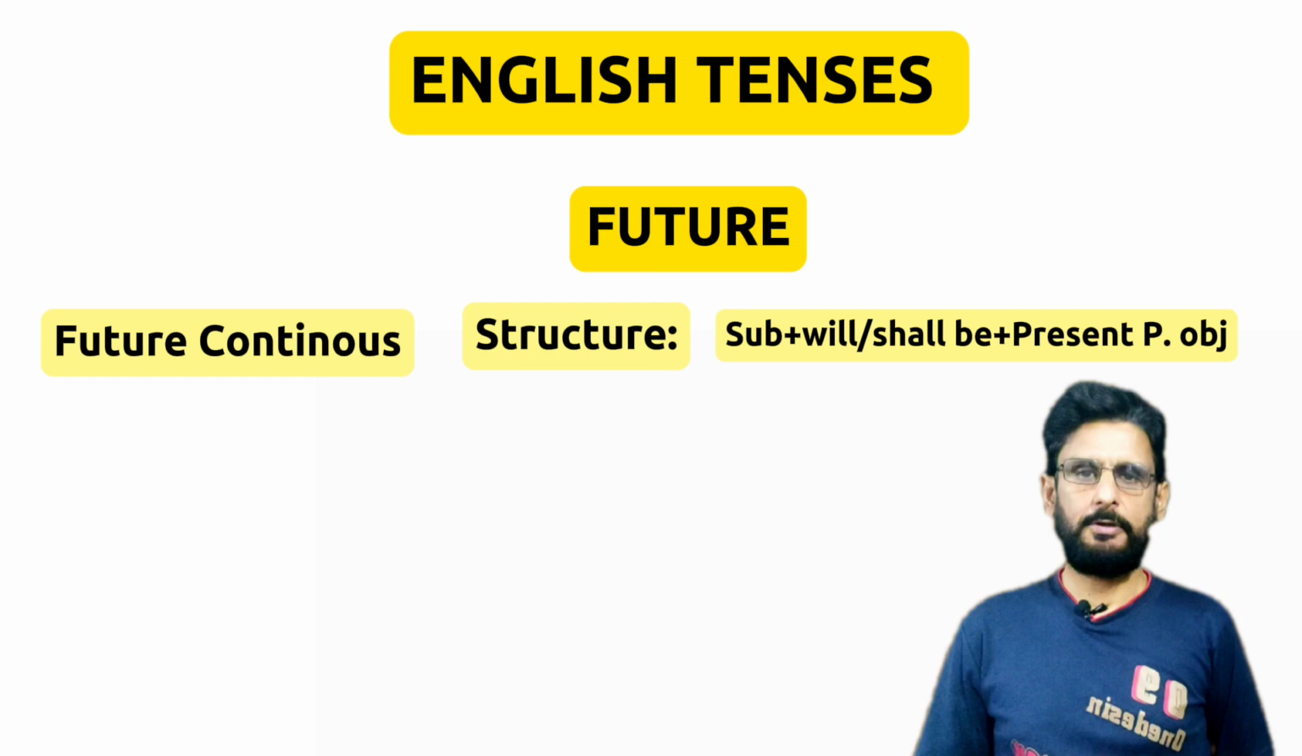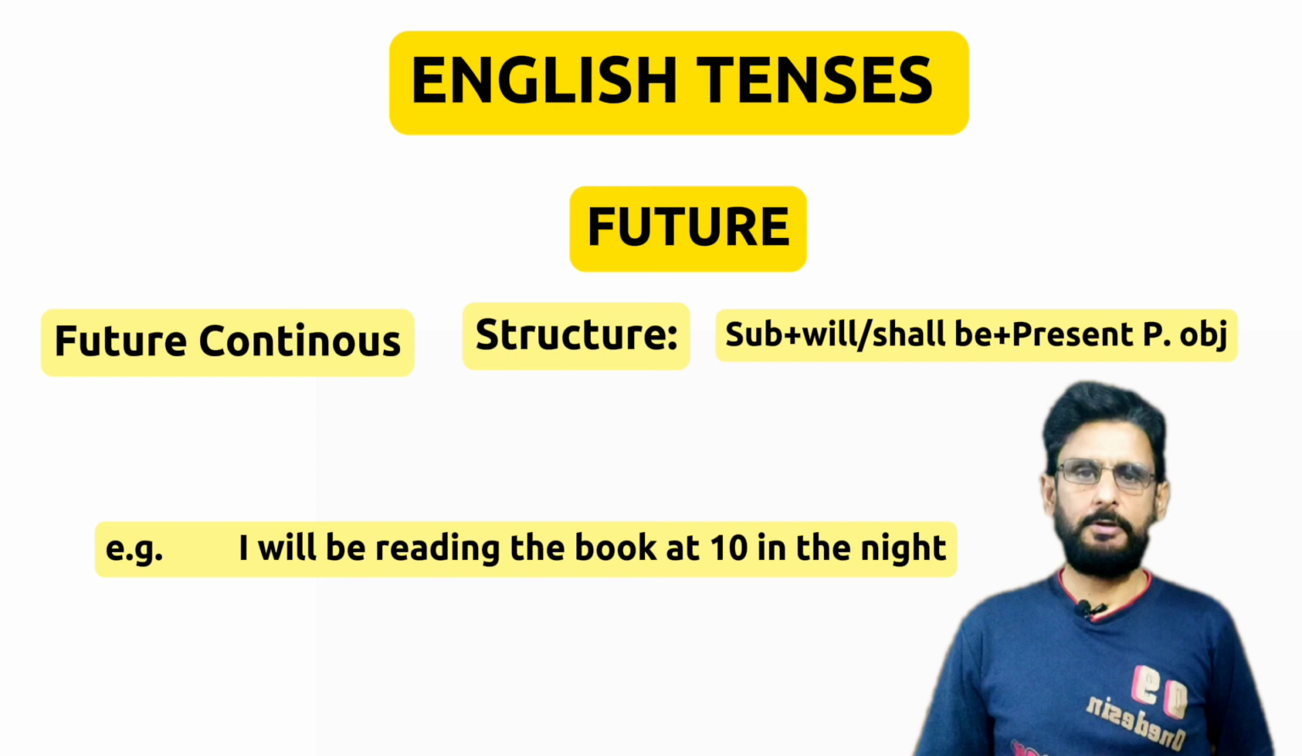Let's discuss the example. I will be reading the book at 10 in the night. So this is the example of future continuous tense. It has all the basic ingredients of the structure of future continuous tense. It has I as subject, will be is used as a helping verb, which is always there in future tense, and then there is present participle form of the verb reading, then there is object in the form of book, then there is adverbial in the night at the end of the sentence. So this is the example of future continuous tense.